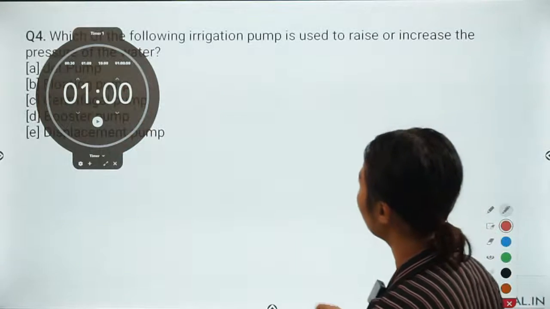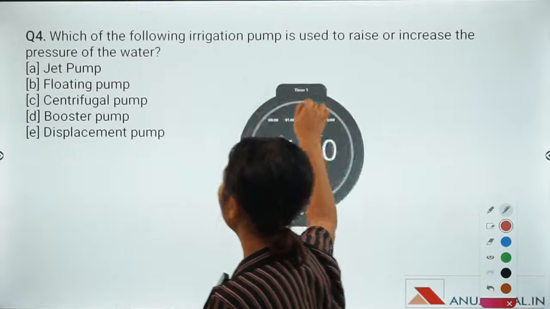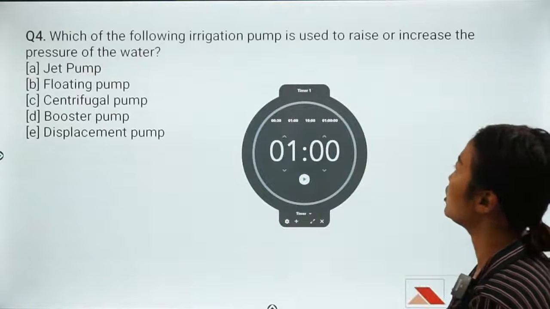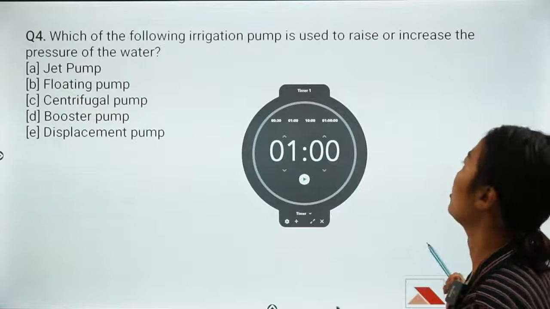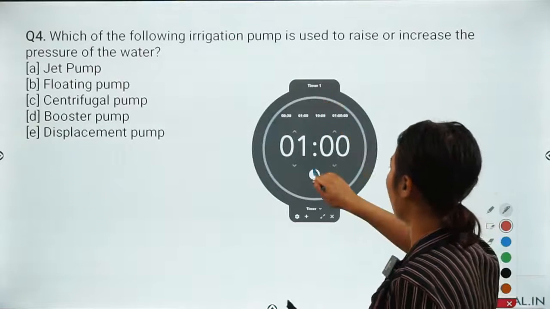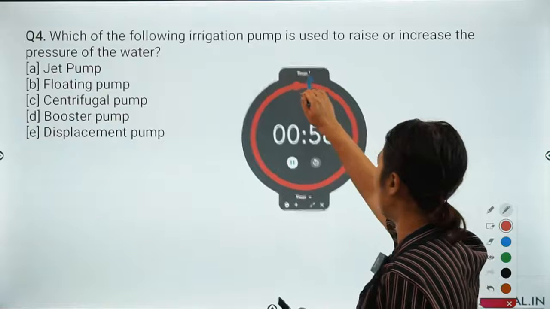Let me just go to another question. So our fourth question here is, which of the following irrigation pumps is used to raise or increase the pressure of the water? So your time starts now.